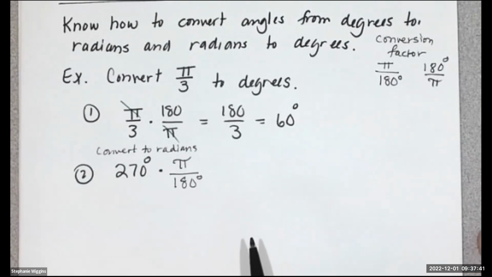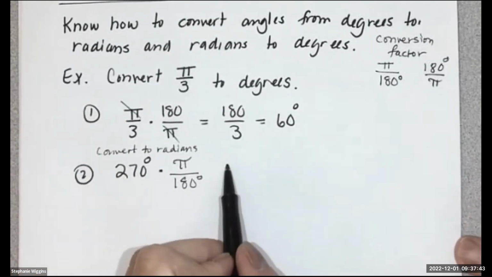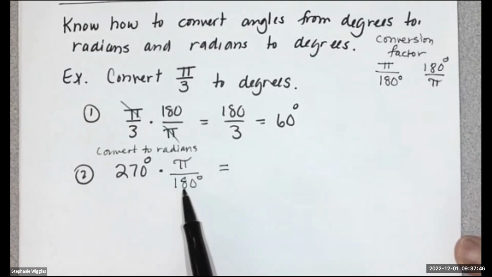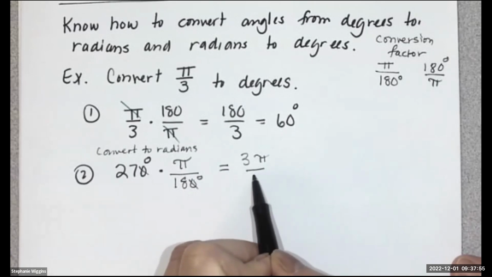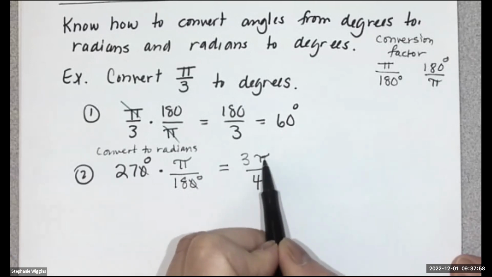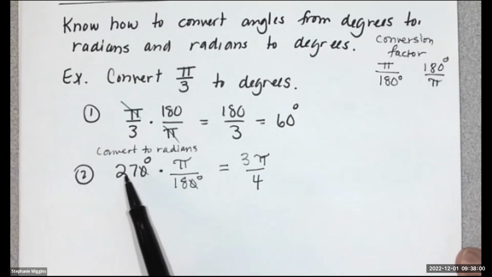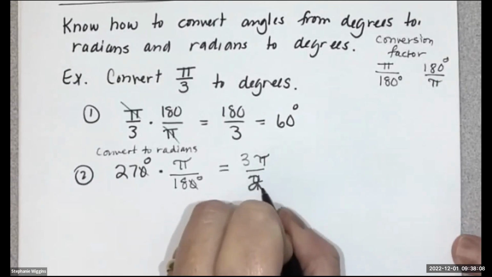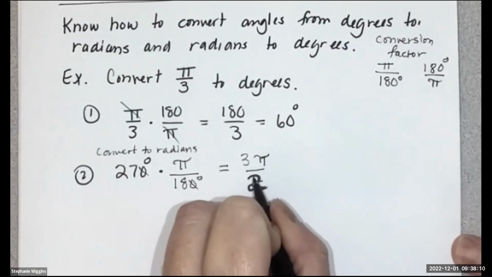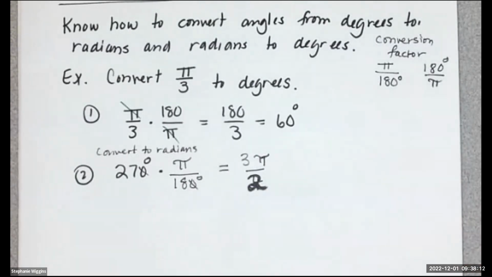Okay. So if you're going to reduce 270, well, you can cancel a factor of 10 out, and then each one has a factor of 9. So this is going to be 3 pi over 2. So you divide 270 by 90 to get 3, and you divide 180 by 90 to get 2. Sorry, I put a 4. I meant 2. Okay. So that's how you do those problems.